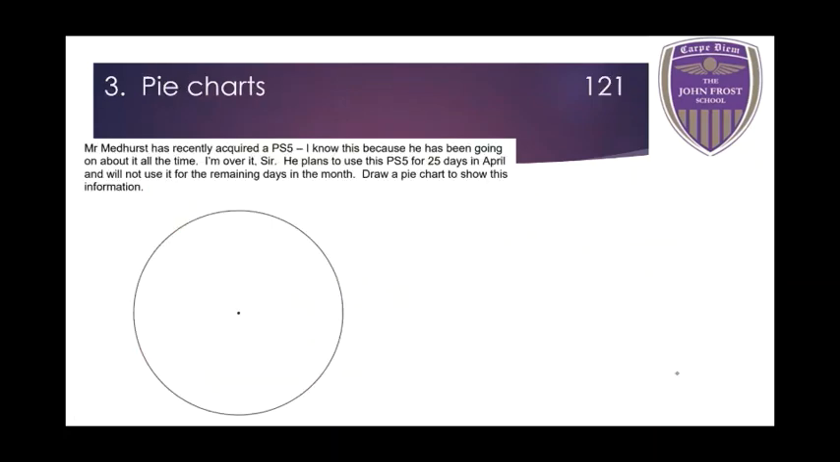So we're doing a bit of pie charts now. Mr. Medhurst has been bragging in the staff room recently that he's got a new PS5. He won't stop going on about it. We get it. Move on.